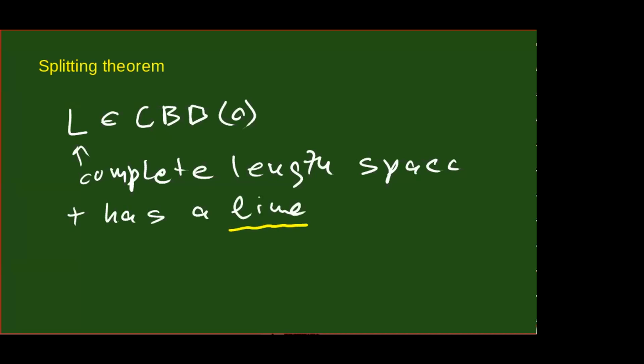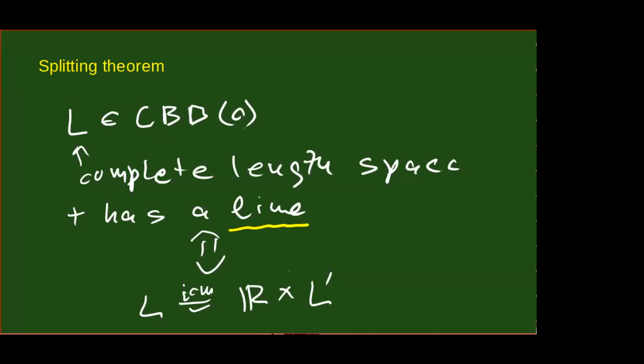So a line means both sides infinite geodesic, and once more, geodesic for us means a minimizing geodesic, right? Then L is isometric to the product R cross L prime. And in fact, our geodesic is the R factor of this product.